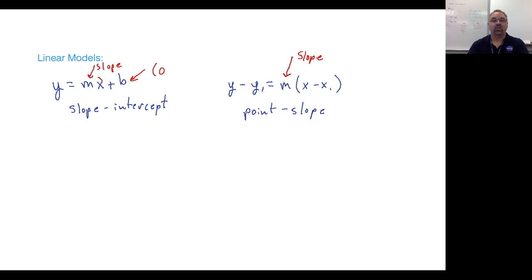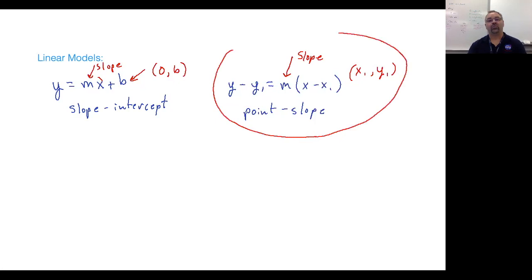In other words, you knew the point (0, b) existed on the line. In this one, we actually only know a random point on the line. It just happens to go through (x1, y1). That's all we know. This form right here is going to prove very useful to you as we get further into calculus. And here's why.